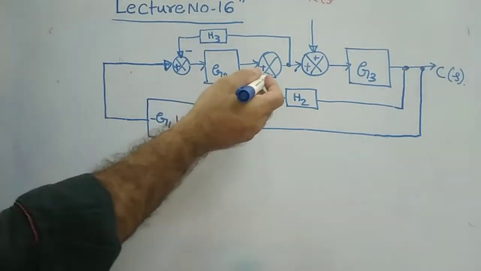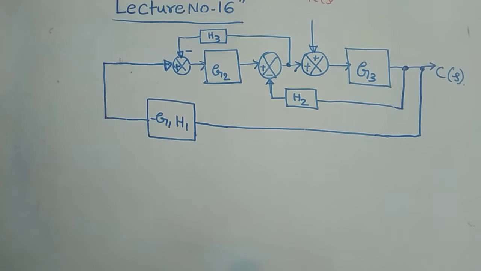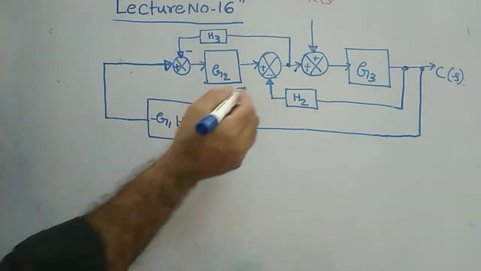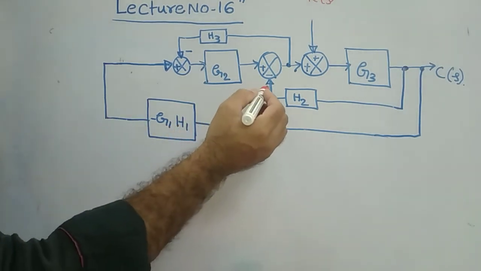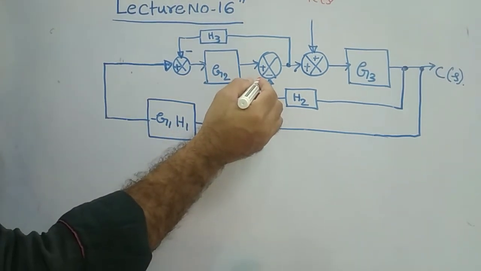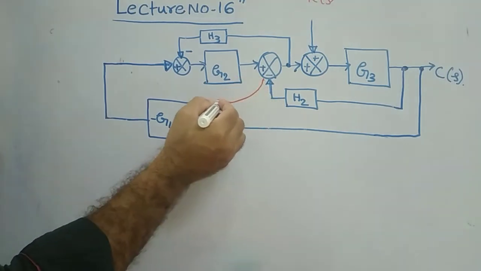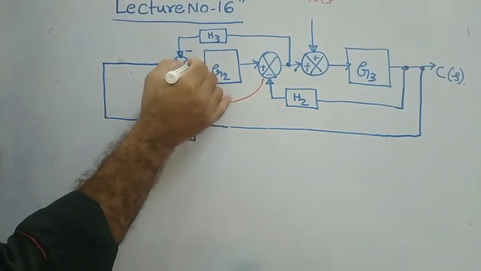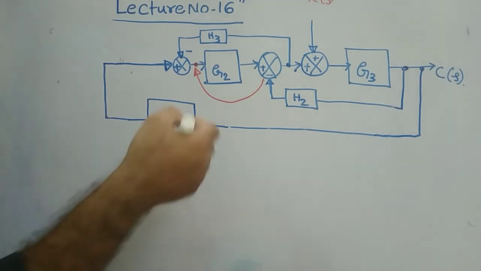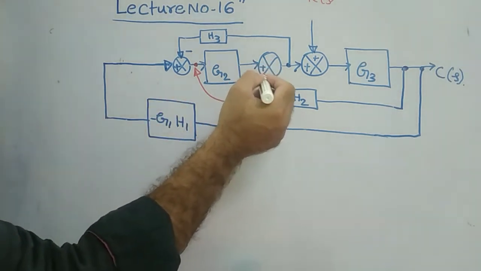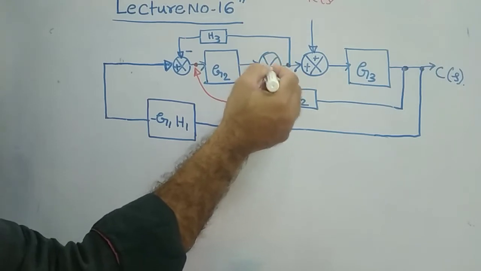Before that, you need to simplify something here. It is very simple that it is better to shift this point, this summing point, before G2. Then you will have a very simple simplification. So you just shift this summing point here.